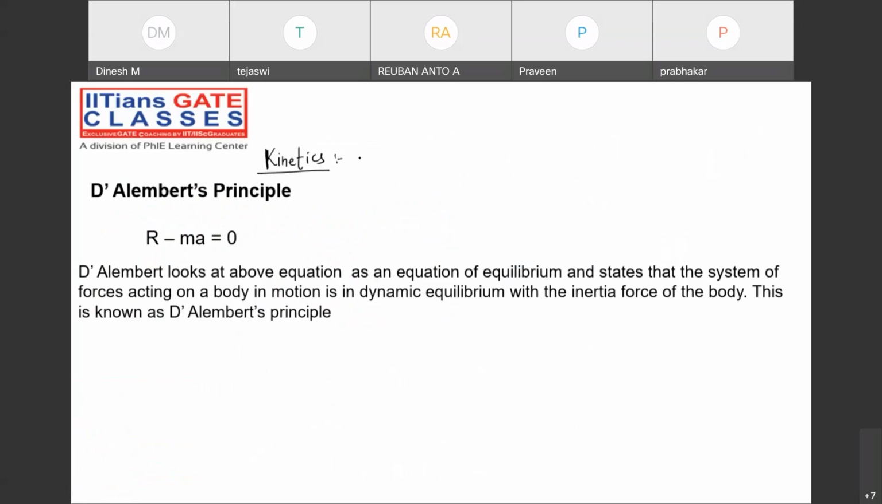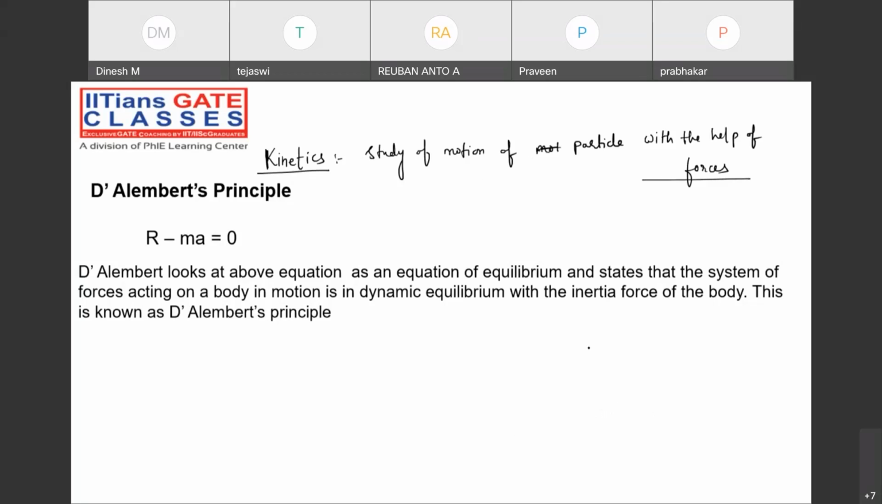That means studying the motion, study of motion of particle with the help of forces is called as the branch of the mechanics, that is kinetics. That is subcategories of the dynamics.